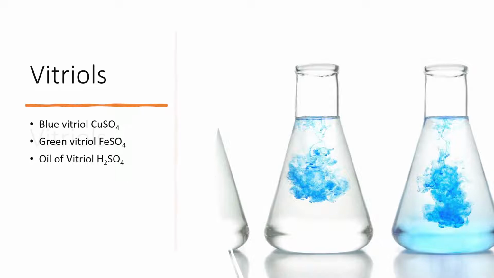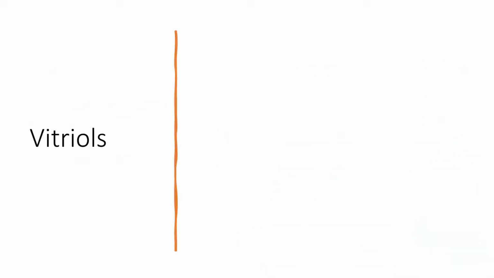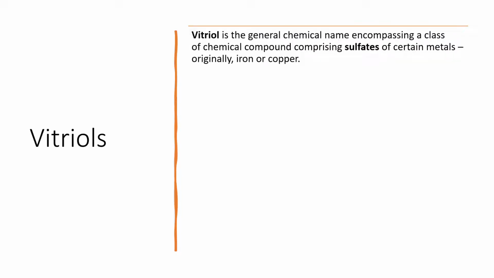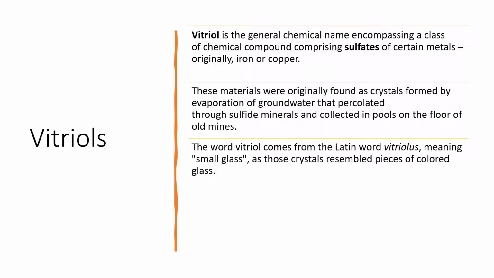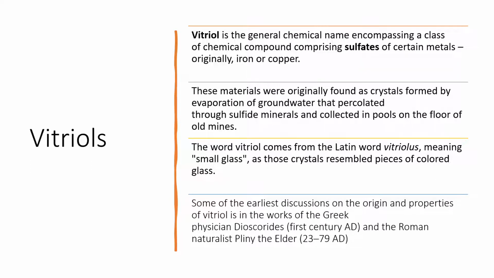Vitriol is a general name given to sulfates of certain metals, originally iron and copper. These materials were originally found as crystals formed by evaporation of groundwater that percolated through sulfide minerals and collected in pools on the floor of old mines. The word vitriol comes from the Latin word vitriolus, meaning small glass, as those crystals resemble pieces of colored glass. So that's why these chemicals are called vitriols. These vitriols were known for quite a long time, and the earliest documentation exists as early as 23 AD.